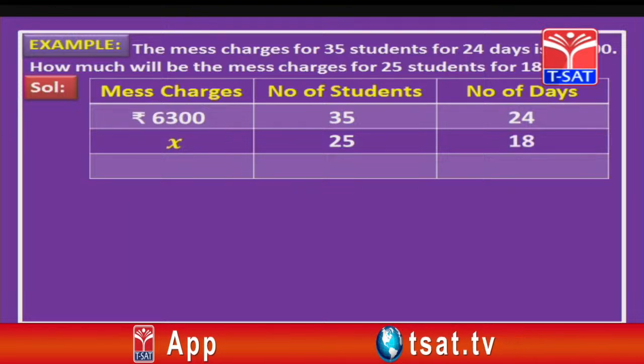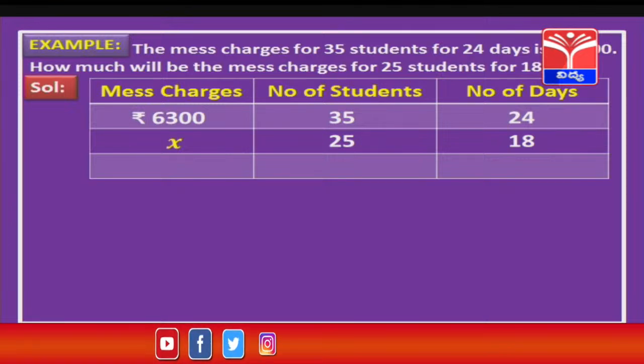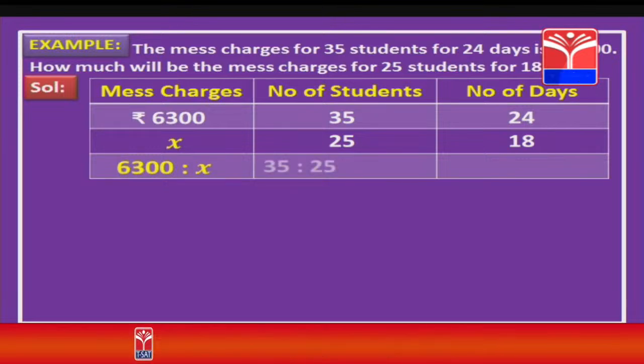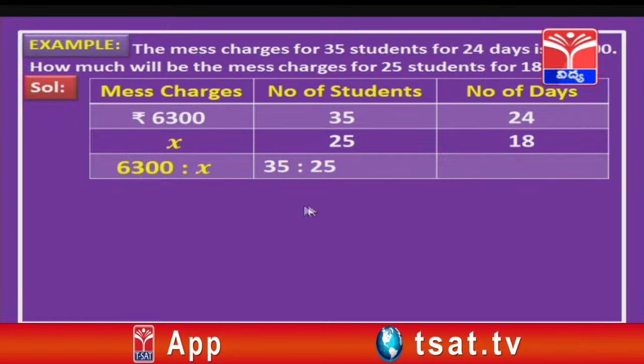18 days. Now if you notice, the number of students is decreasing compared to the previous one, and the number of days is also decreasing. Now let us find the ratios. 6,300 is to x, 35 is to 25. You see 35 is to 25, convert this into simplest form.